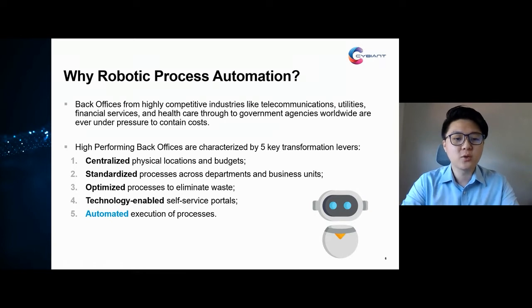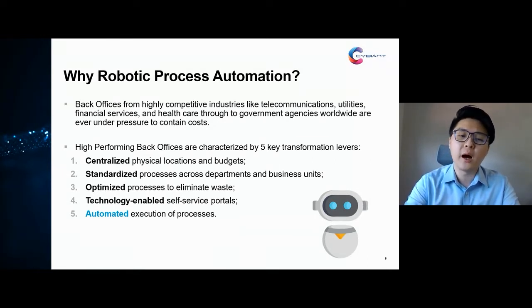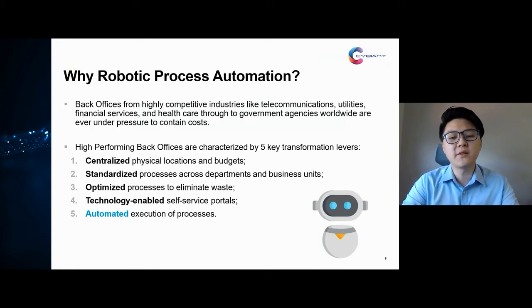In order to understand the quick rise of RPA, there are five important elements of high-performing back offices: centralized physical location and budget, standardization of the processes across departments and business units, optimized processes to eliminate waste, technology-enabled self-service portals, and automated execution of processes. RPA provides a way to realize the last transformation lever, which is the automated part.